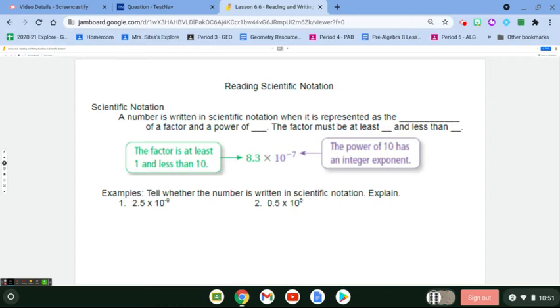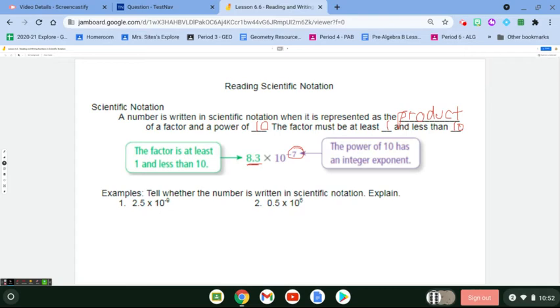A number is written in scientific notation when it is represented as the product of a factor and a power of 10. The factor must be at least 1 and less than 10. So again, the first part always has to be at least 1 but less than 10, and some power of 10. If you have a negative exponent, we're dealing with a tiny decimal. If we're dealing with a positive exponent, we're dealing with a larger number.